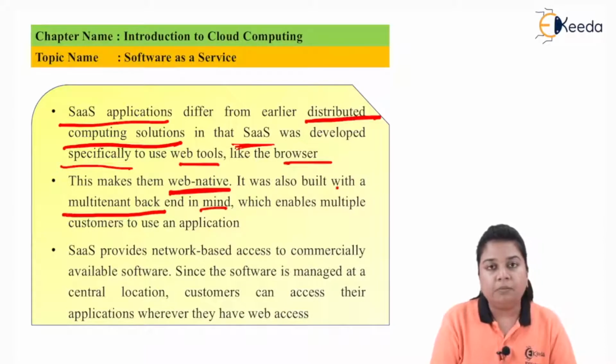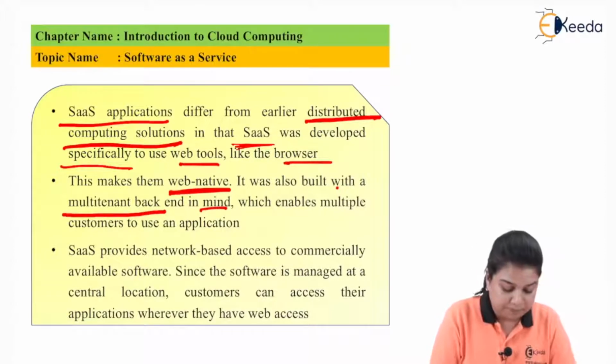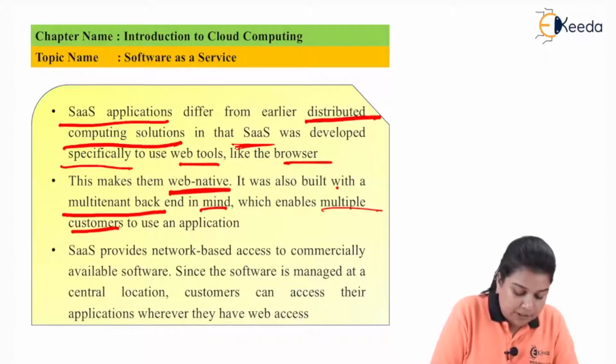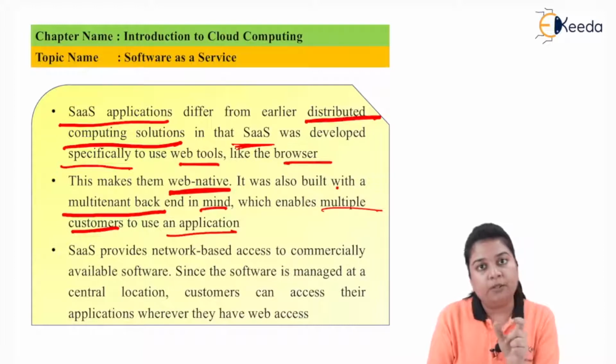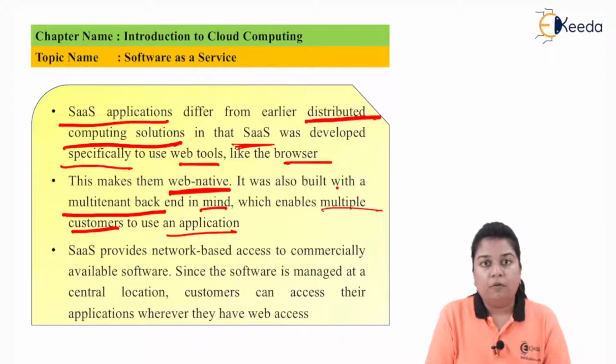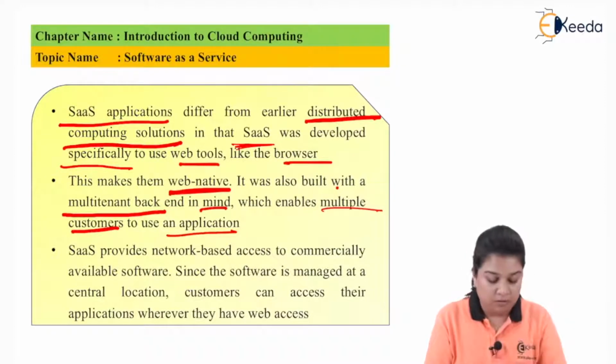What is multi-tenant? That means multiple users can simultaneously access that particular system, which enables multiple customers to use a particular application. For example, if I am using the Google search engine, I am not the only user or client accessing that search engine. At the same time, if I am searching for something, there can be multiple users on that same search engine searching for that same thing.